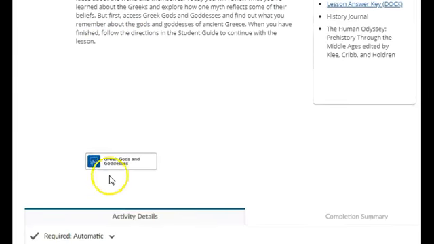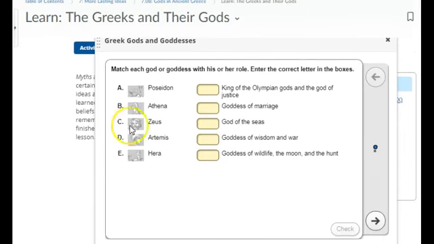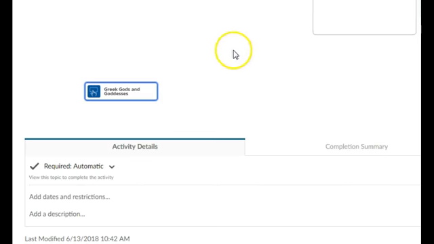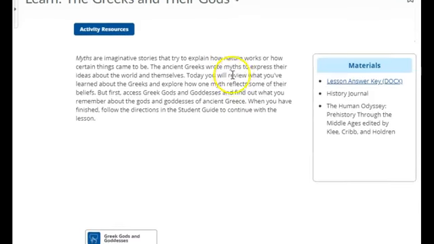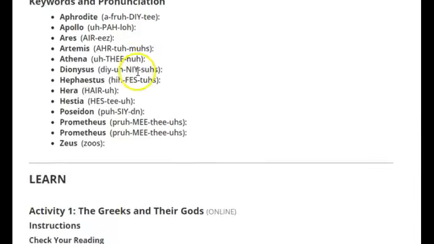So if you scroll down, you can click on the gods and goddesses and see if you can match some of the gods and goddesses with their role. And we'll review this in class together as well. Once you have reviewed that, you can open up the student guide. And in the student guide, you can see a lot of those gods and goddesses along with the pronunciation guide.